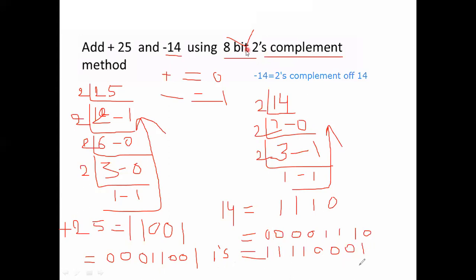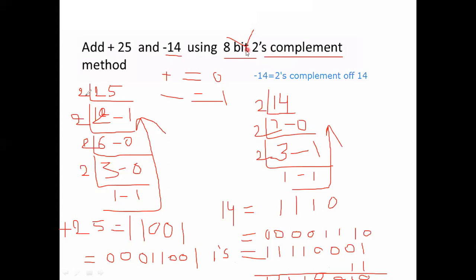How are we getting the 2's complement? Adding 1 to the 1's complement, then we are getting the 2's complement. 1 plus 1 means the sum is 0 and the carry is 1. So here 1. Next 0, then 1 1 1 1 0 0 1 0.